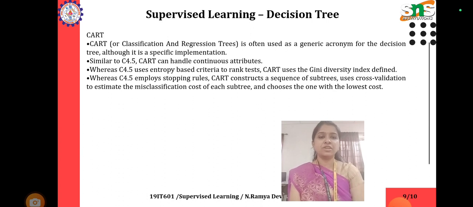Next is CART. Classification and regression trees is often used as a generic acronym for the decision tree, although it is a specific implementation. Similar to C4.5, CART can handle continuous attributes. Whereas C4.5 uses entropy-based criteria to rank tests, CART uses the Gini diversity index, and C4.5 employs pruning rules. CART constructs a sequence of subtrees, uses cross-validation to estimate the misclassification cost of each subtree, and chooses the one with the lowest cost.